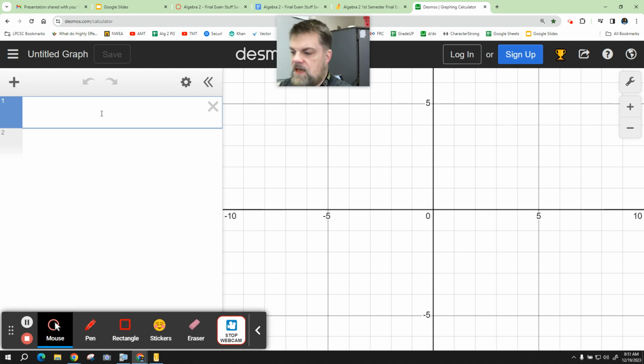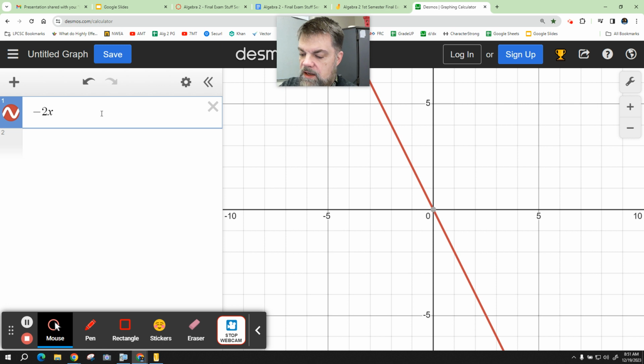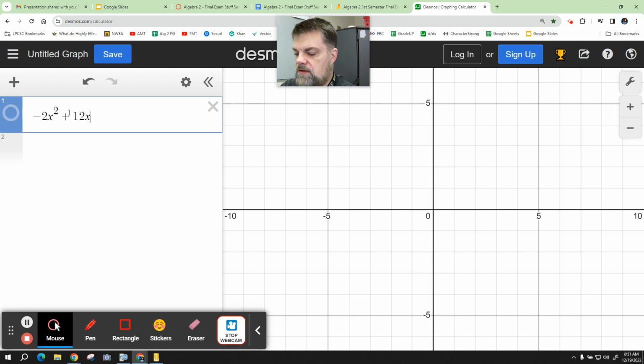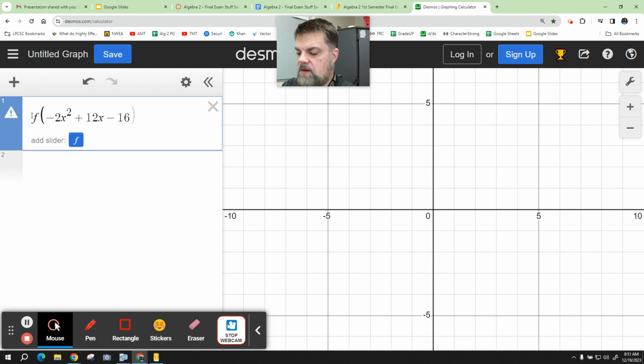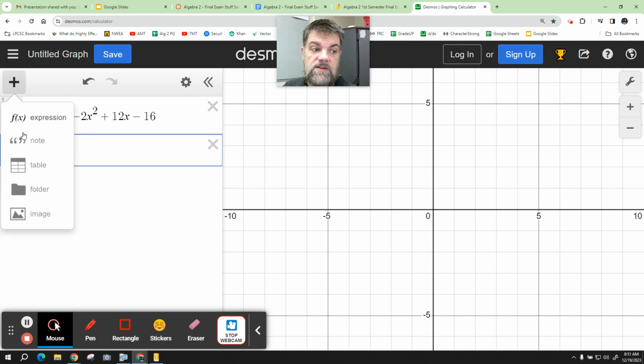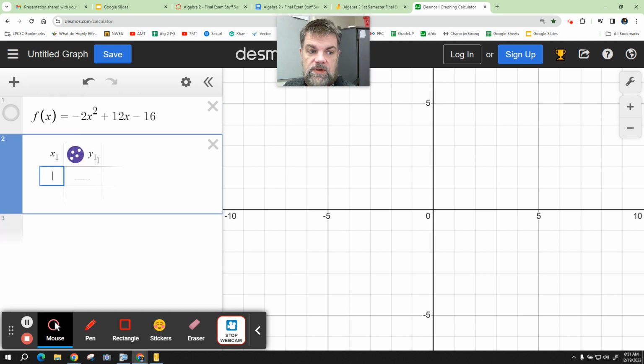I'm going to type in negative 2x raised to the second power. I'm going to turn this off at first because I don't want it to actually graph it. I want to use the calculator portion of Desmos. But remember, we've got to label this as f of x. We have to make it a function in order for this to give us our table of values. Then in here, I'm going to insert the table, because that's what we're creating.